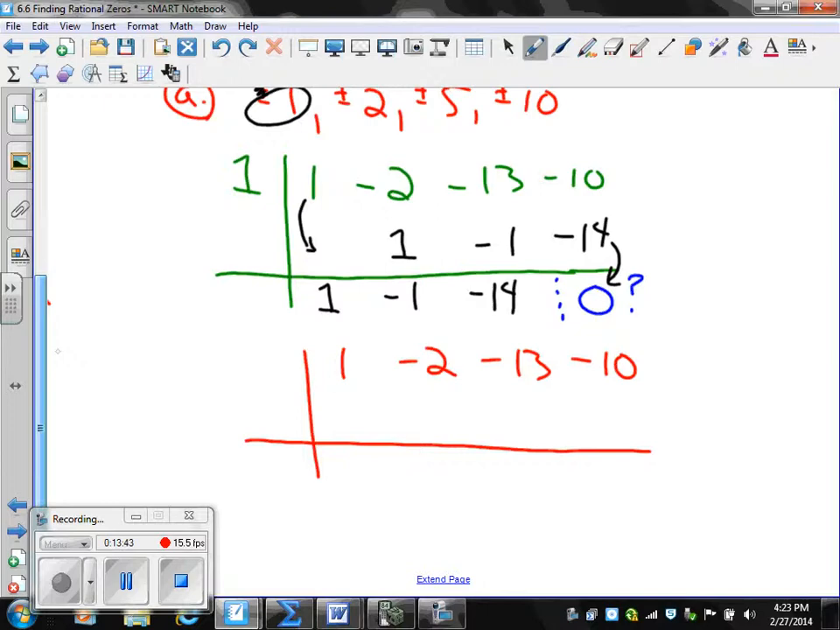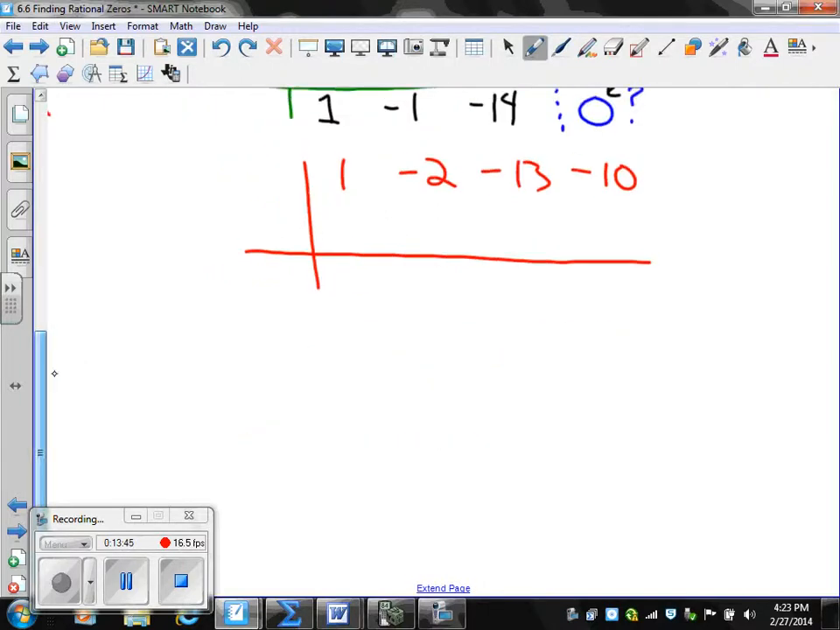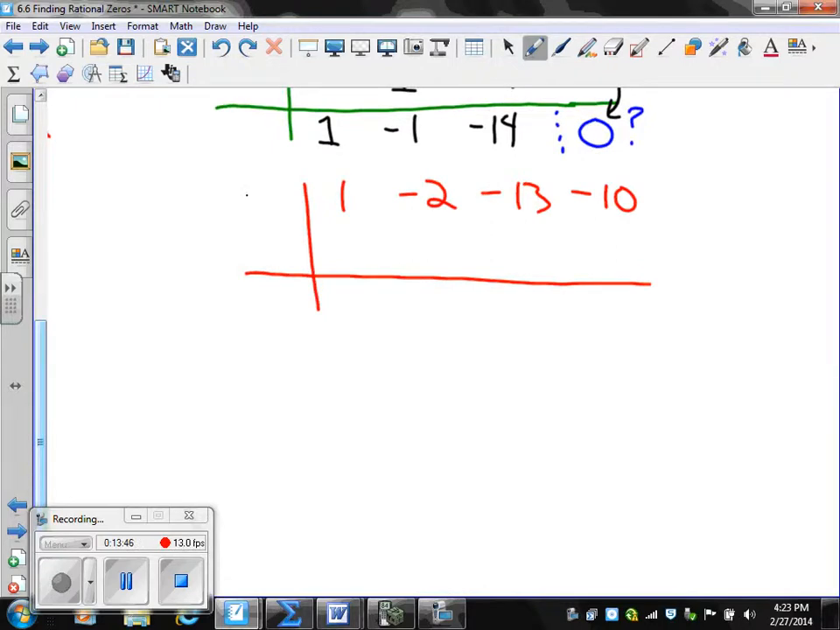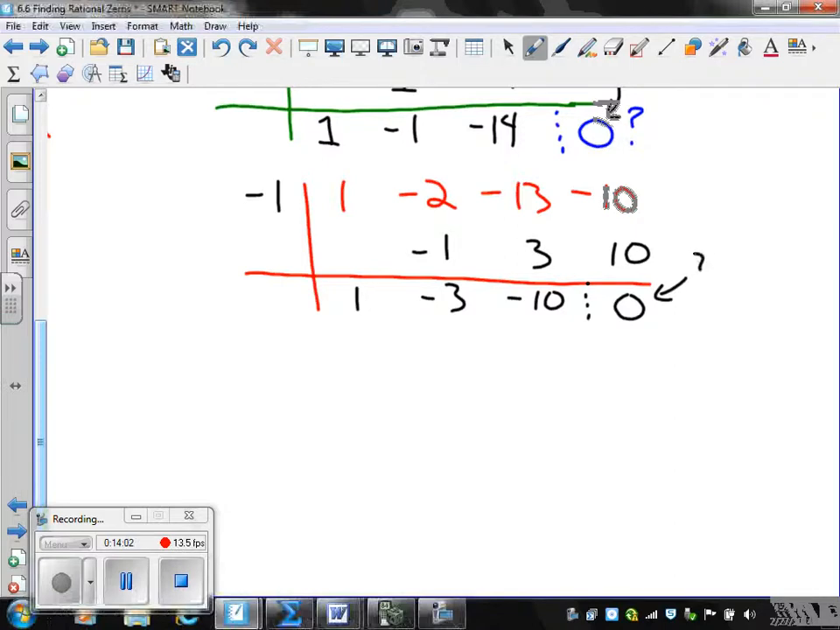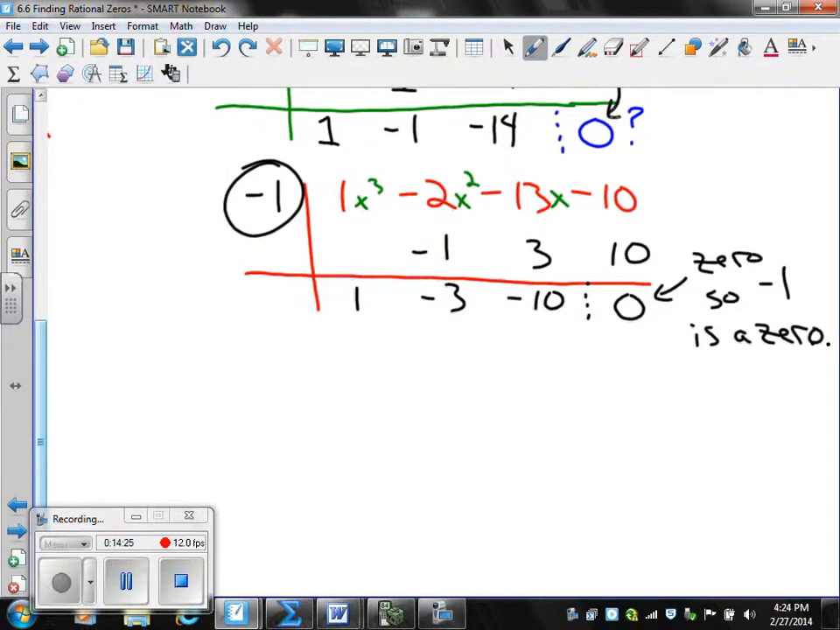So I'm going to put my negative 1 out here, and I'm going to go ahead and do my synthetic substitution. And oh, look what happens this time. I add down this last term, and my output is indeed 0. This is 0. So negative 1 is a 0. Nice how that works, isn't it? Okay, so negative 1 is a 0 of my function.